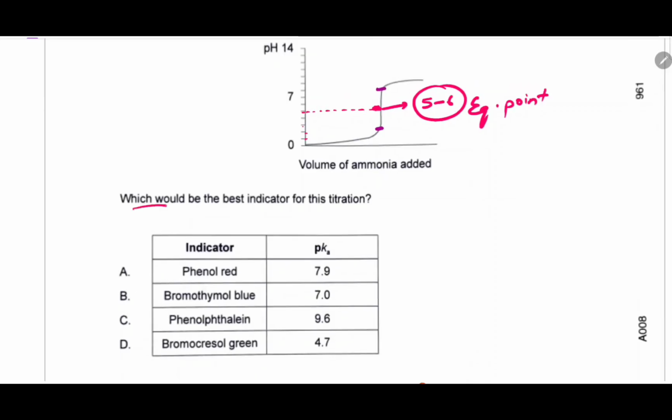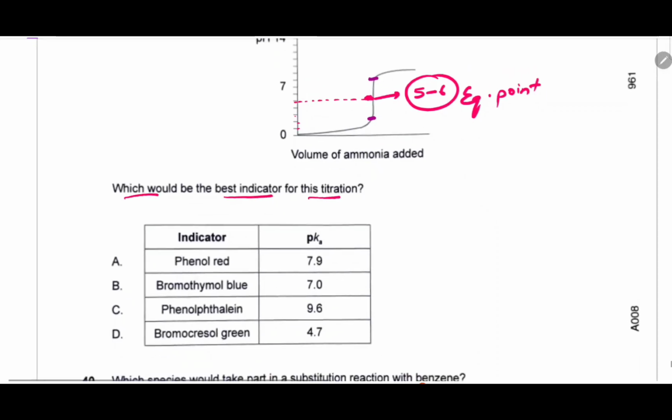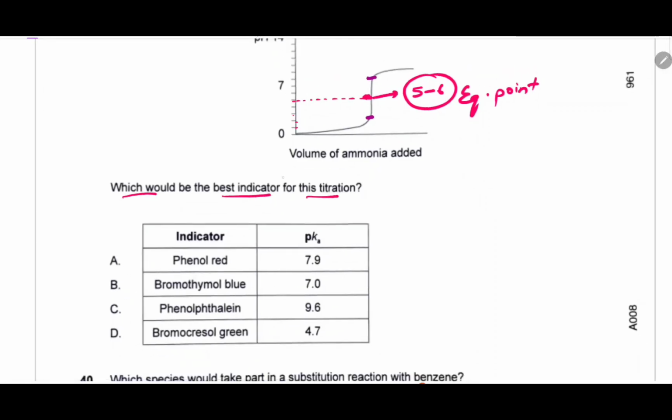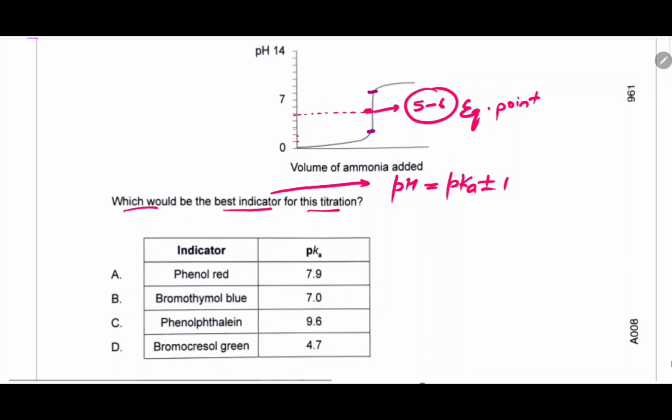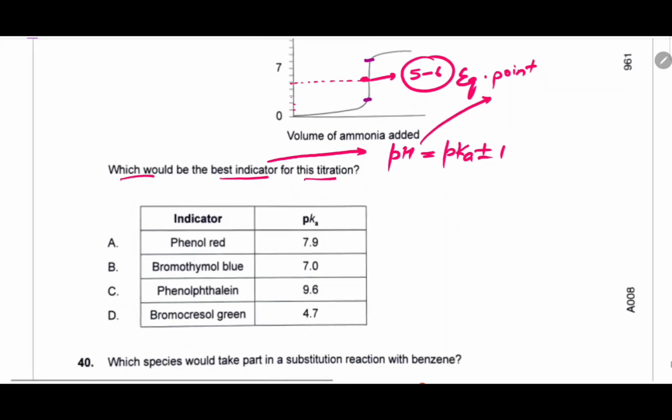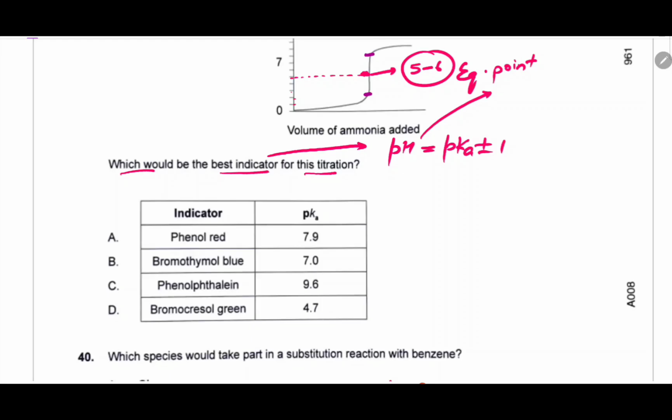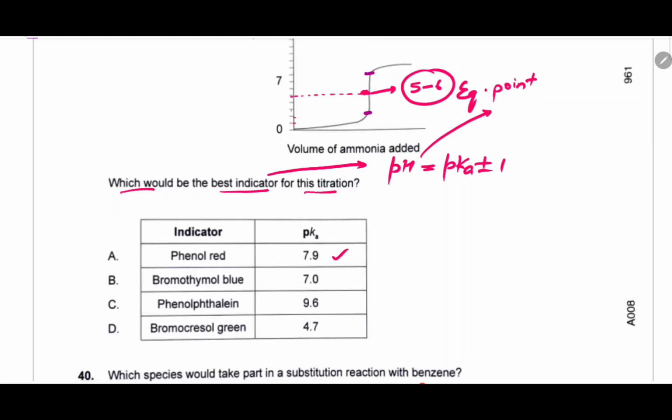The question is asking which would be the best indicator for this titration. For identifying an indicator for a titration, we should know the pH range of the indicator, and that is always equal to pK plus or minus 1. This pH range of the indicator should lie in the equivalence point range. Now I have values of pK. If I add plus or minus 1 to 7.9 for phenol red, it will be from 6.9 to around 8.9, which is not in my equivalence point range.